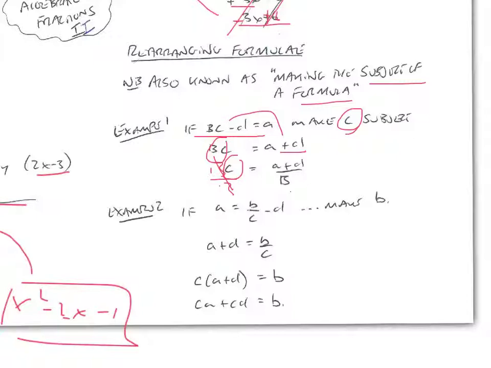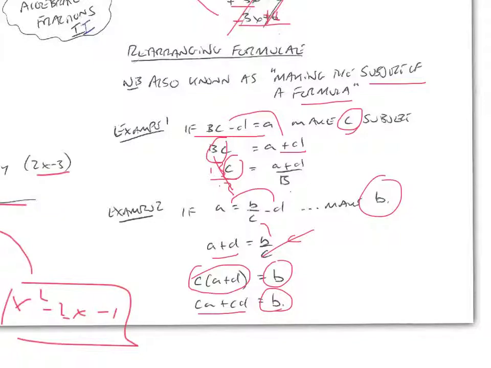If A equals B over C minus D, make B the subject of the formula. So A plus D is equal to B over C. We want B to be the subject of the formula, so let's multiply both sides by C, so they'll cancel, and this becomes C times (A plus D), which is fine, equal to B, or CA plus CD is equal to B. It's the same thing.